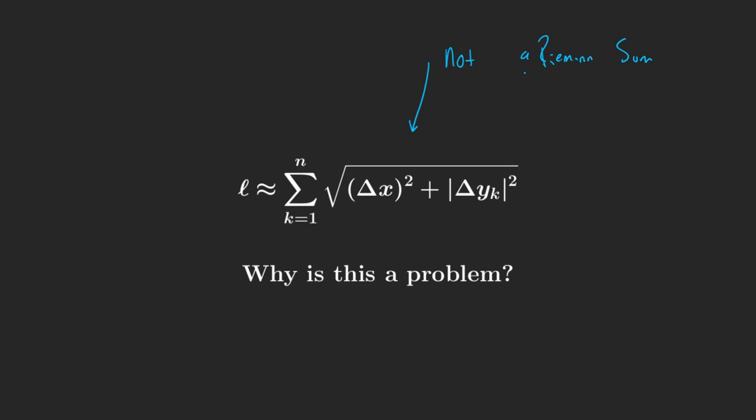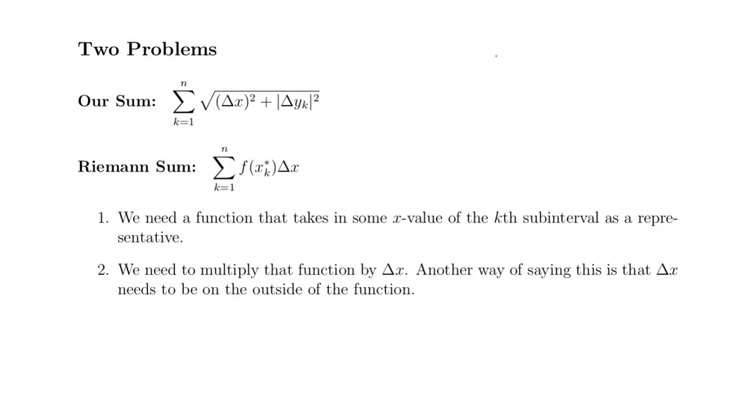Meaning, when we apply a limit, it's not going to turn into a nice integral form, and we can start to see a little bit about why. There are two things that we're going to run into here, two problems that we have. So, just as a reminder, this is what we've got. Here's our sum, and here's the Riemann sum, and we want to look and see the differences. There are two issues. First is that a Riemann sum has to have a function that takes in an x value that's just some x value from the kth subinterval. That's what x sub k star is. So we have to have a function that takes that in. And you'll notice in our sum, we don't have that.